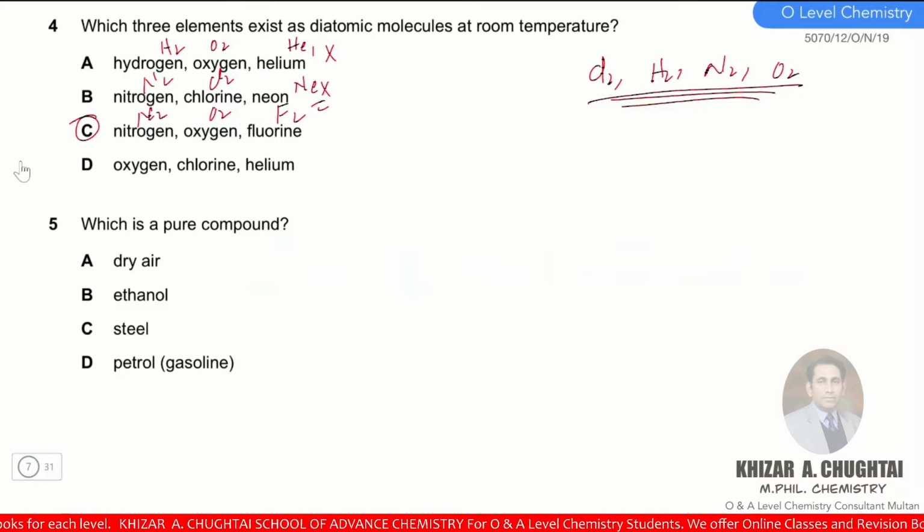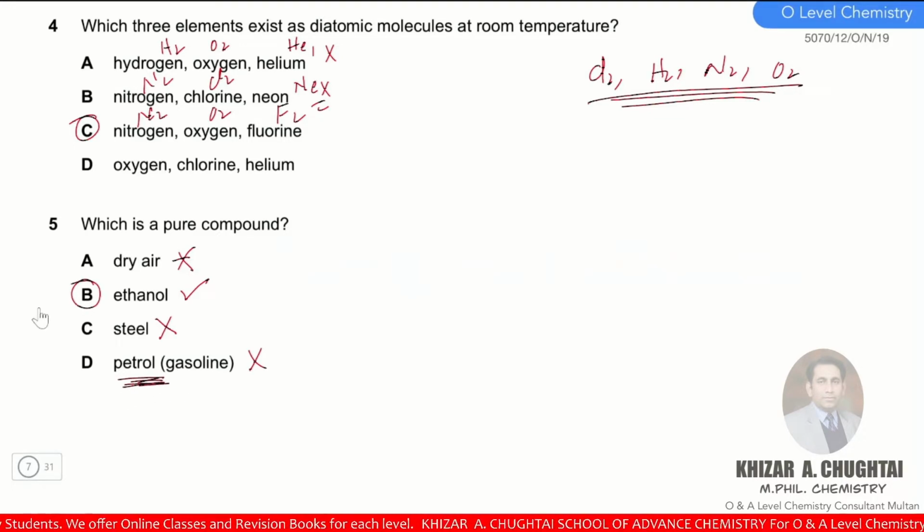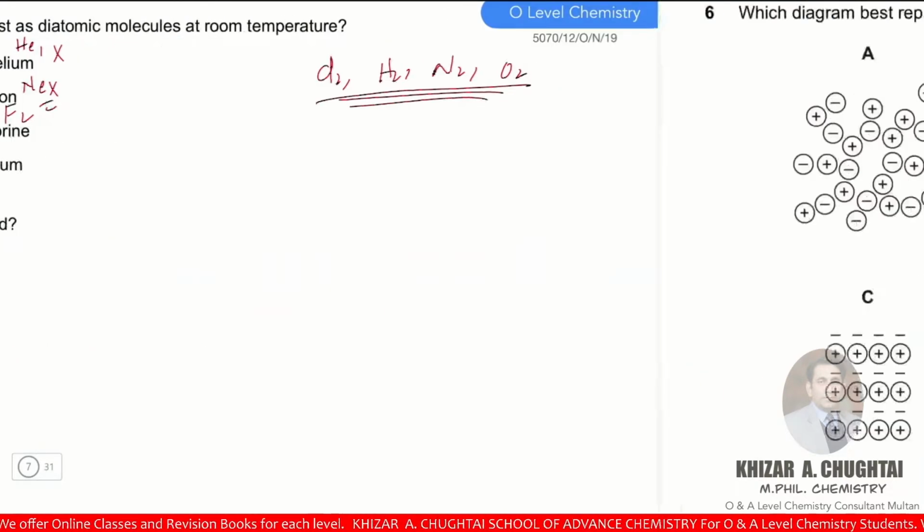Which is a pure compound? Question number 5. Dry air, ethanol, steel, petrol. Dry air is a mixture. Ethanol is a pure compound. Steel is a mixture. And petrol, gasoline, is also a mixture. So B is the correct option.